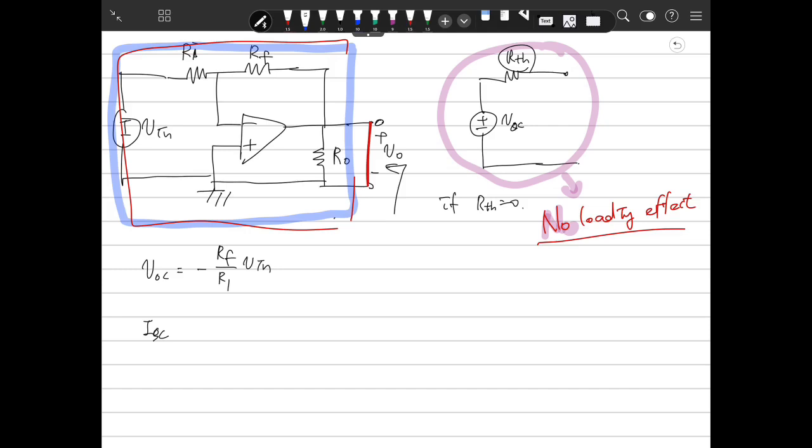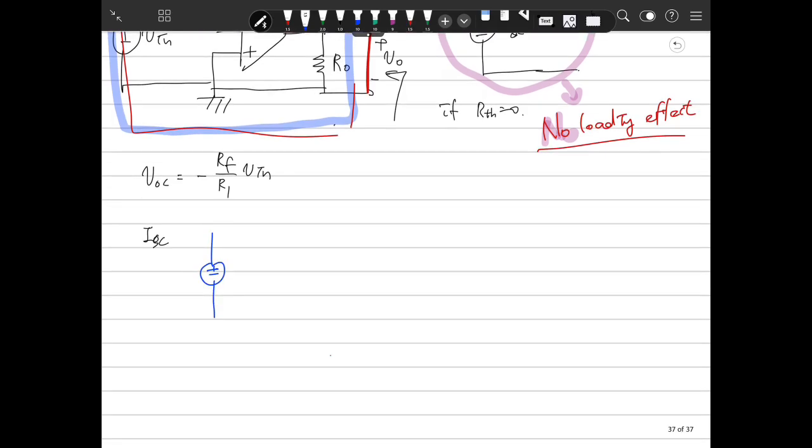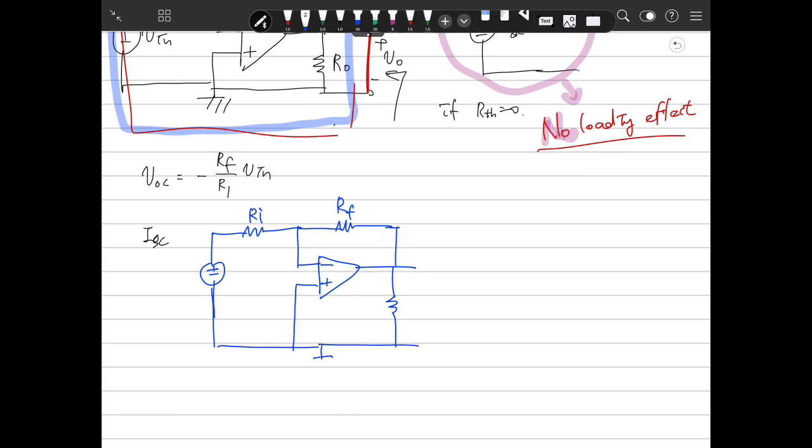Then we need to analyze this circuit again. This source, and here this is R1. This is the amplifier with minus and plus, and here RF. This is up, this is RO, and we make a short circuit here and define this as ISC. Actually, this is not important here. Anyway, this is V in.